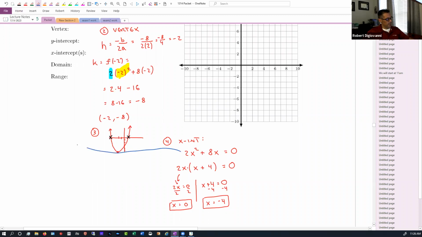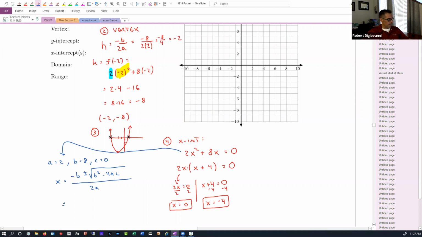Had we decided to use the quadratic formula, we would have needed to identify A, B, and C, which we already did earlier. A was that, B was that, and C was 0. And then we'd have to use the quadratic formula, which again, I would provide you on the tests. Okay, so that's the formula.